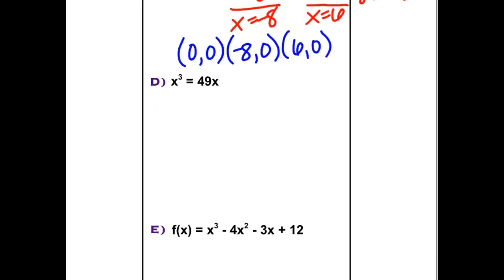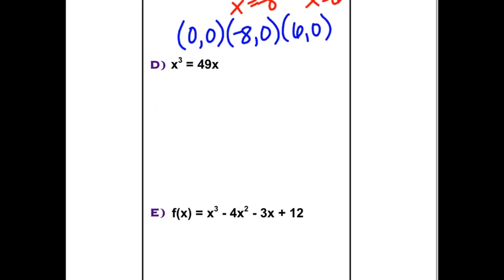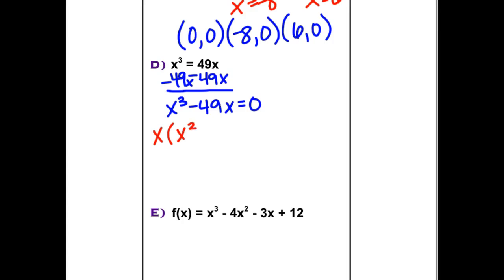The next one, I got numbers on both sides. So that means first, I'm going to subtract 49x to get it over to the other side, which means now I've got x cubed minus 49x equal to 0. First, I'm going to factor out an x, because they both have x's in them. And I'm left with x squared minus 49.